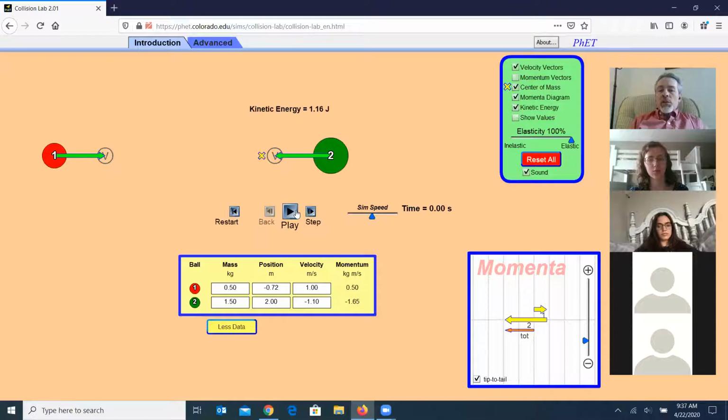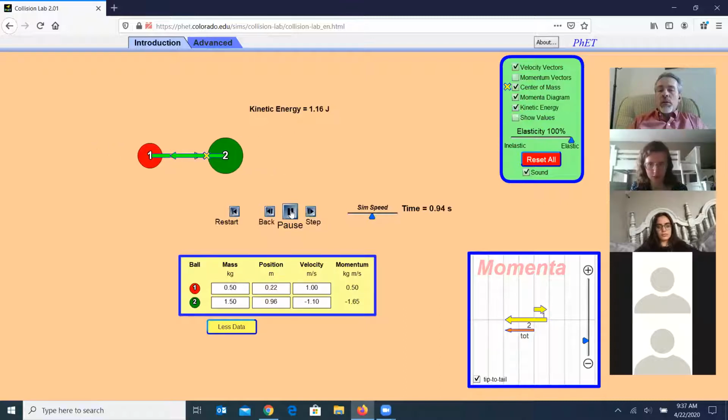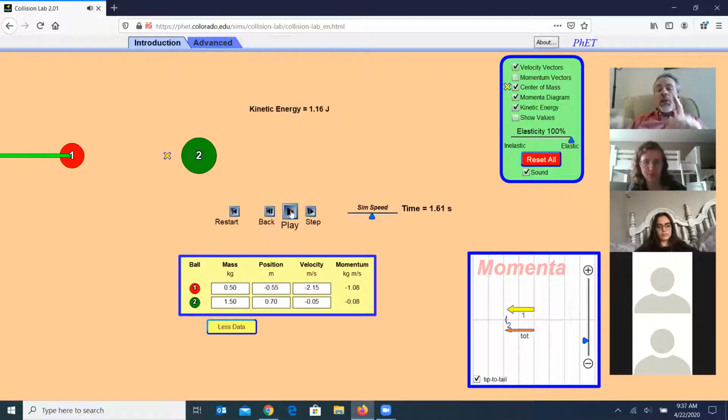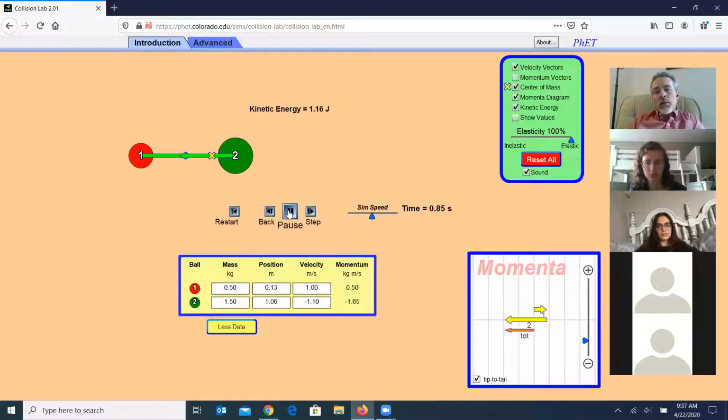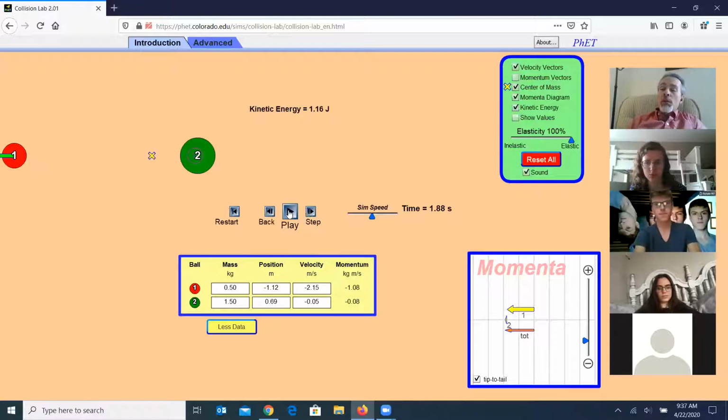Let me ask you a question. Does the green one have an impulse on it? Does it have a change in momentum? Yeah, it does, right? So here's the question I have for you. How does the impulse on the red one compare to the impulse on the green one? Any ideas? The same. Well, almost the same. It's equal and opposite.